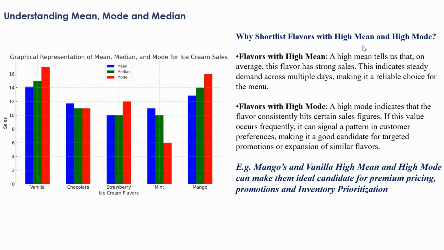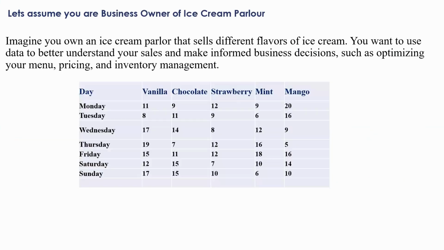So why shortlist flavors with high mean and high mode? Basically, high mean tells that the flavor has very strong sales. It's one of the best selling and demand is very high for vanilla, making it a reliable choice for a menu. Flavors with high mode indicate that there is consistency in certain sales figures. It occurs frequently. It can signal a pattern in customer preferences. Certain days में certain preference ज़्यादा है. For example, in this example, mint as a flavor, its best day is Friday. On Fridays it has the highest occurrence amongst all different flavors. So on Fridays mint is more popular.